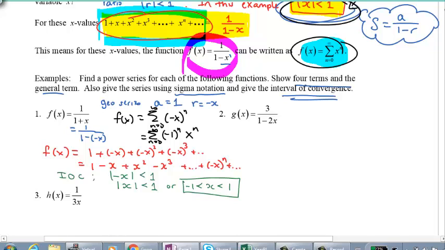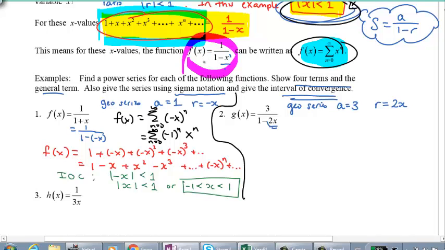Okay, that's it. So, I'd like you to try example 2 now. Same idea. Just compare that with the thing in purple and see if you can spot the differences. I hope you can see that this is also a geometric series. However, this time the a value is 3. And the r value here is 2x, right? That's the x part from up there, f of x of 1 minus x squared.